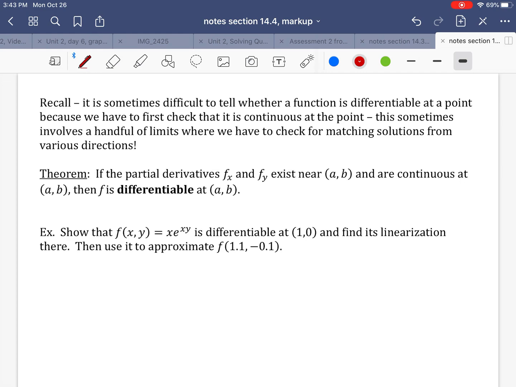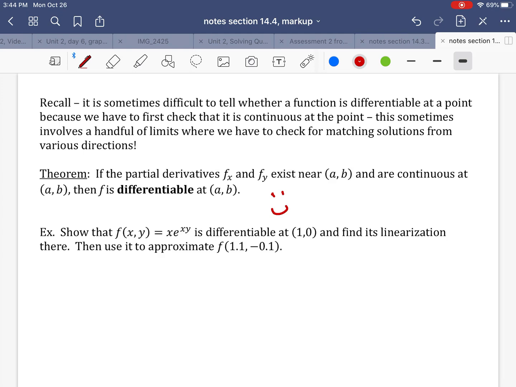All right, so here's a theorem that says, it's proven, if the partial derivatives fx and fy exist near (a, b) and are continuous at (a, b), then the function is differentiable at (a, b). Okay, so really you don't have to do all those limits anymore. If everything looks continuous and good and you can actually do the derivative, then you're good to go. So that makes us happier. We don't have to check.